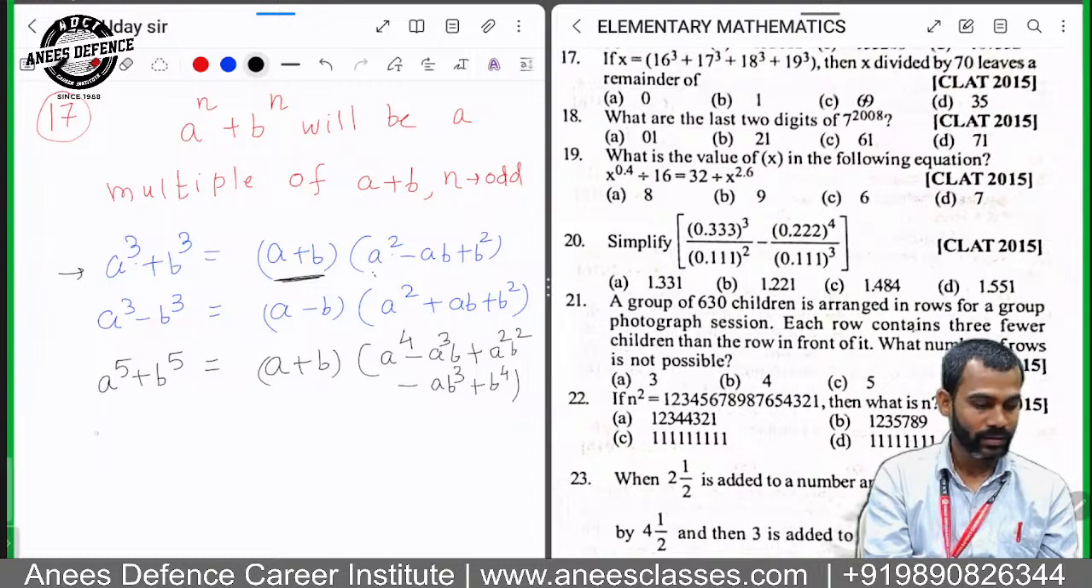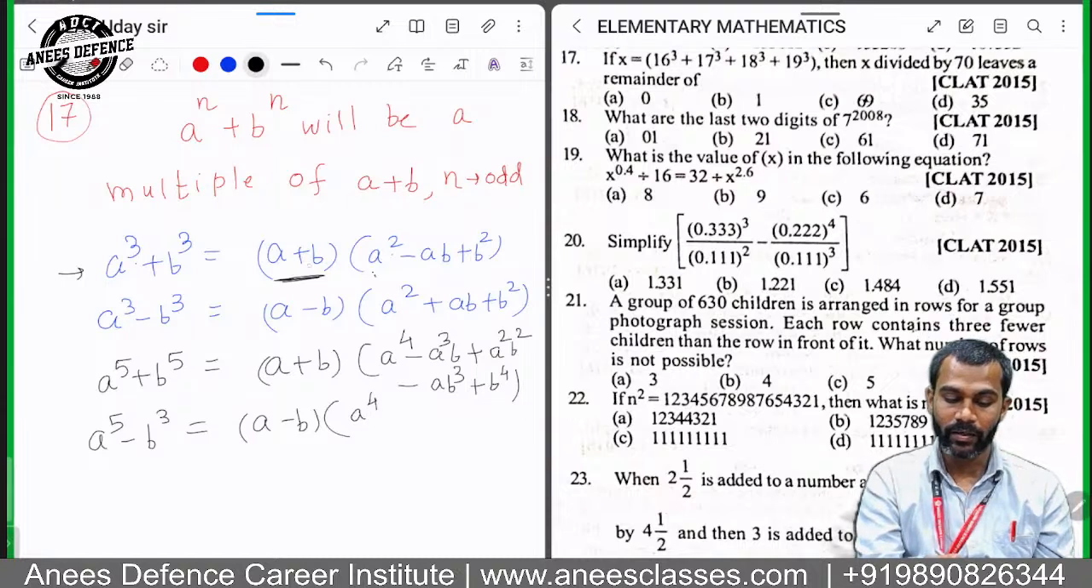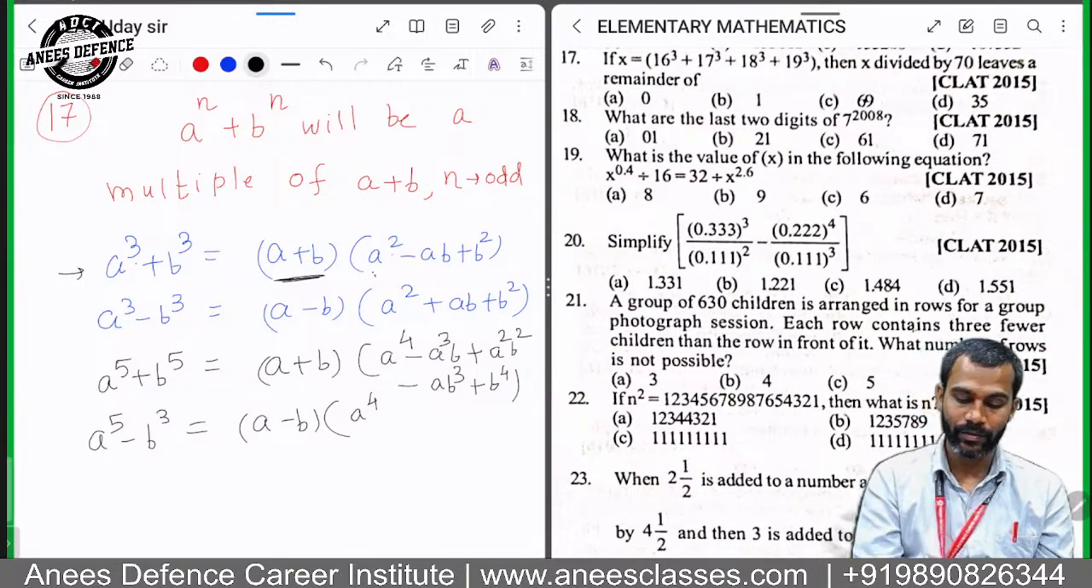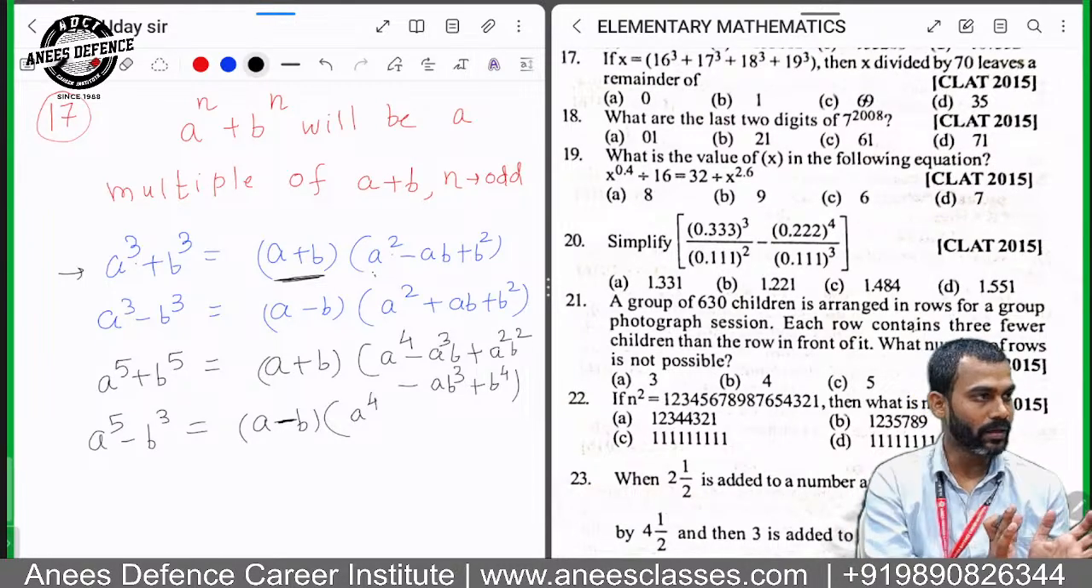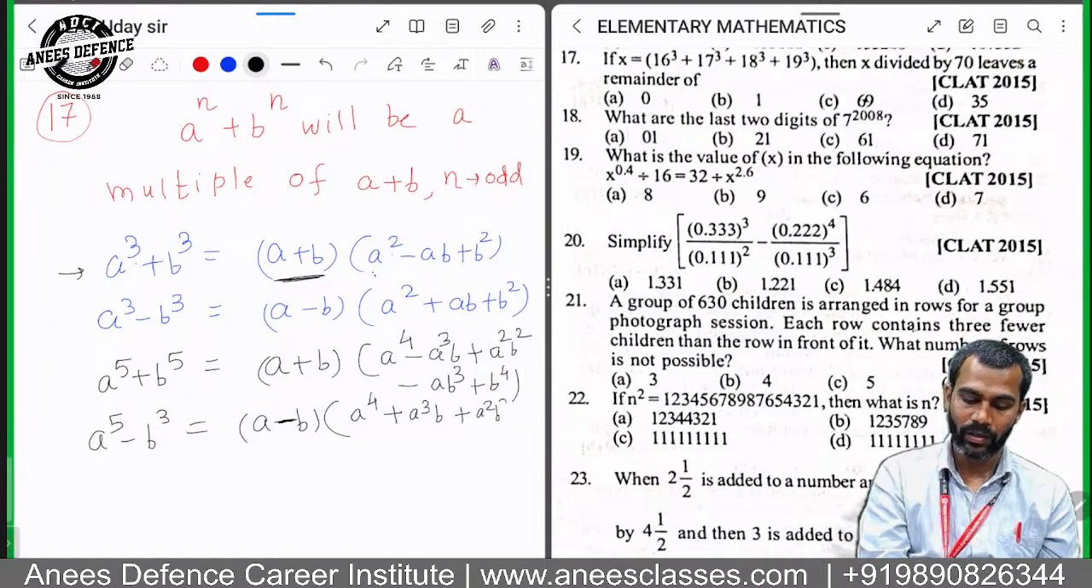And now here, tell me, a raised to 5 minus b raised to 5. Tell me, a minus b, a raised to 4 plus... Now, see here. Here we don't have to put alternate plus minus. All will be positive. The minus sign will be taken care of by the first factor. Yes or no? A minus b. Now tell me, a raised to 4 plus a cube b plus a square b square plus ab cube and plus b raised to 4. I hope it is clear.